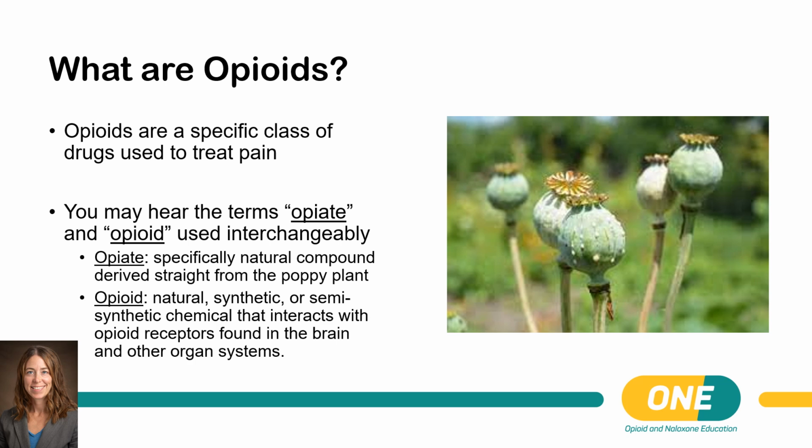Technically, an opiate is specifically a natural compound derived straight from this poppy plant that you see pictured on this slide, whereas an opioid is either a natural, synthetic, or semi-synthetic chemical that interacts with the opioid receptors found in the brain and other organ systems.